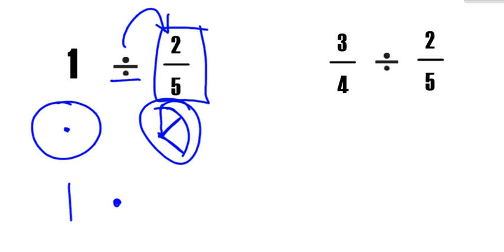And so if I flip it, I put the denominator on top and the numerator on bottom. They switch places. Now I have 1 times 5 halves. And of course, anything times 1 equals itself. And so I get an answer of 5 halves.